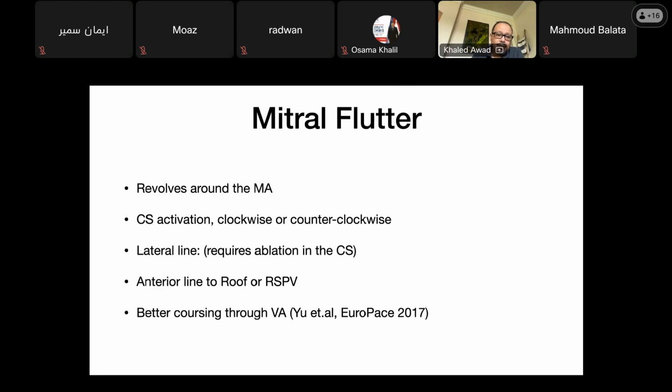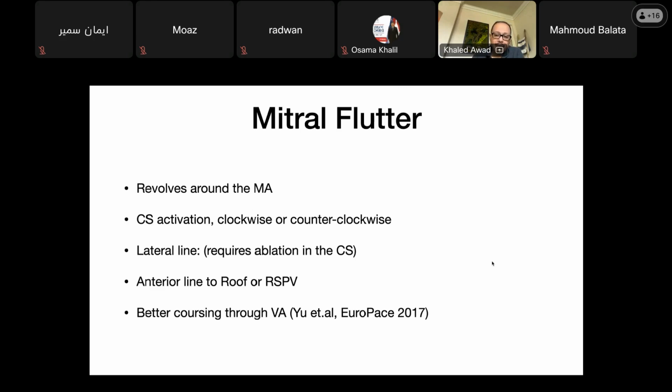A lateral line, which essentially requires ablation in the coronary sinus. A lot of people do it and don't ablate in the coronary sinus, and it doesn't work very well. The durability of the block there is a lot lower if you do not ablate in the coronary sinus opposite that line. You could also do an anterior line that comes from the superior aspect of the mitral annulus towards the right superior pulmonary vein or the roof.